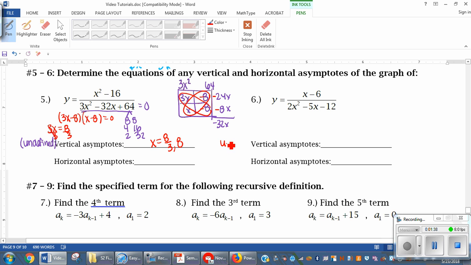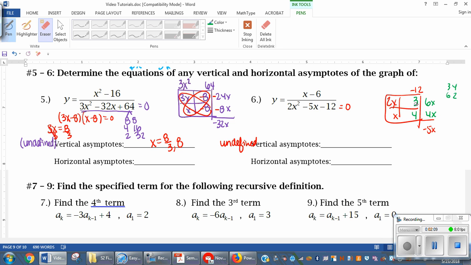Okay, so same thing here. Undefined is the same thing as a vertical asymptote. So we're going to factor the bottom because we need to figure out where the bottom equals 0. So 12, we've got a couple of different factors, 3 and 4, 6 and 2, 3 and 4, 6x, 4x, those will add up to 10 or subtract to be 2.